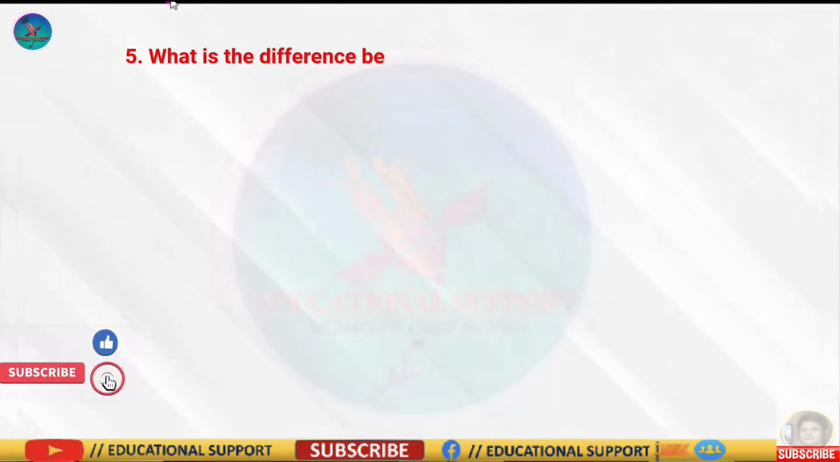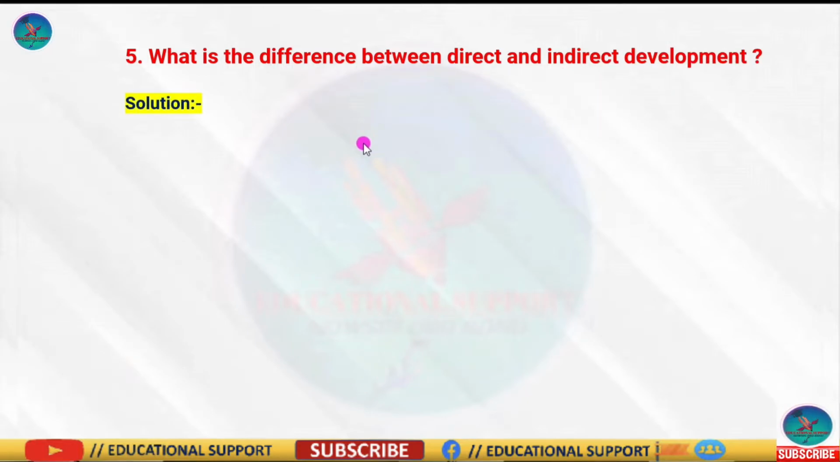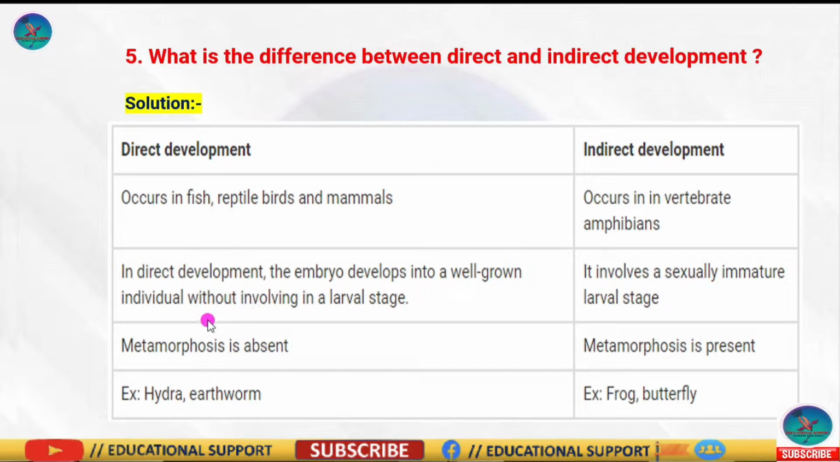Question number 5 is, what is the difference between direct and indirect development? So, direct development is a type of development in which an embryo develops into a mature individual without a larval stage. There is no intermediate stage. The young one resembles the adult in direct development. Metamorphosis is absent, for example, hydra, lizard, human beings, etc.